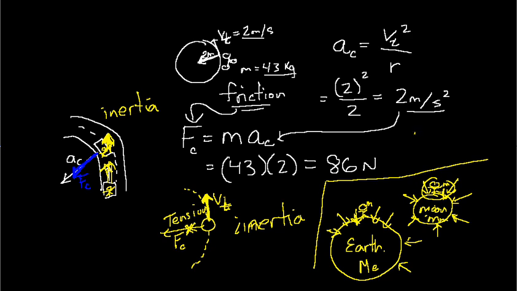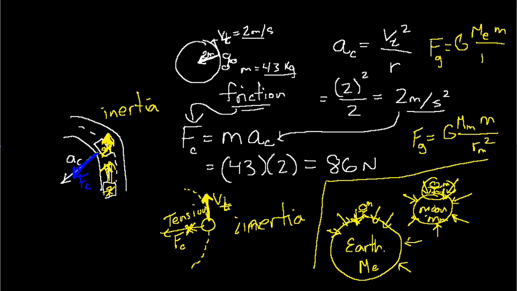We calculate that by saying the force of gravity is capital G, the universal constant of gravitation, times the mass. If we're on the moon, it would be the mass of the moon times the mass of the little guy over the radius of the moon, squared. If we're on Earth, the force of gravity would be capital G, mass of the Earth times the mass of the little guy over the radius of the Earth squared. This is always the distance from the center of the object to the center of the object. If we're measuring gravity, it's center to center.